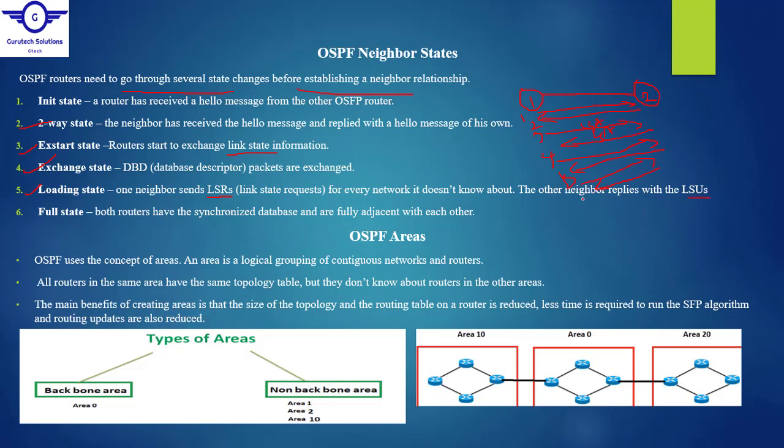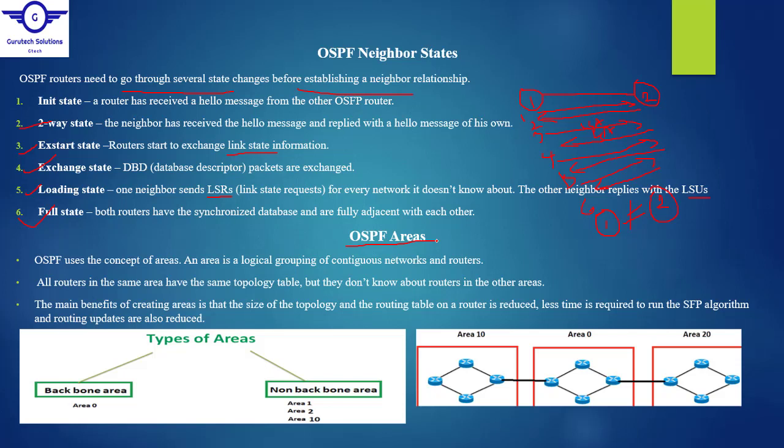And now finally, full state, number 6. In the full state, both routers have synchronized databases and are fully adjacent with each other, meaning the information on router 1 is equal to the routing information in router 2. All right guys, OSPF areas.